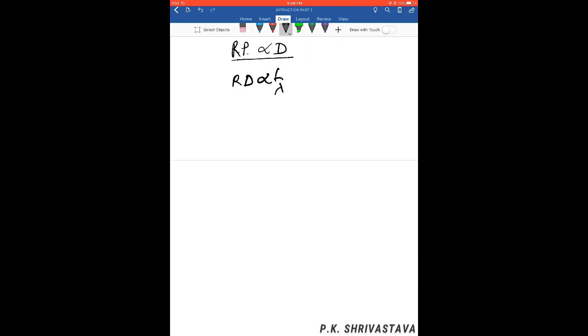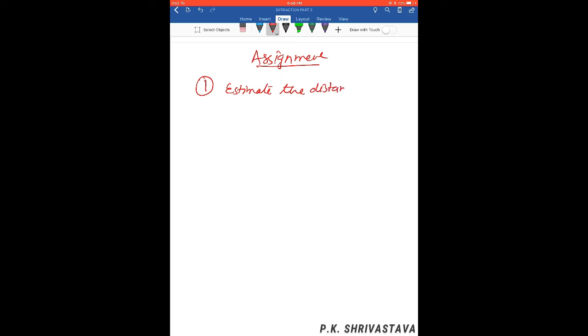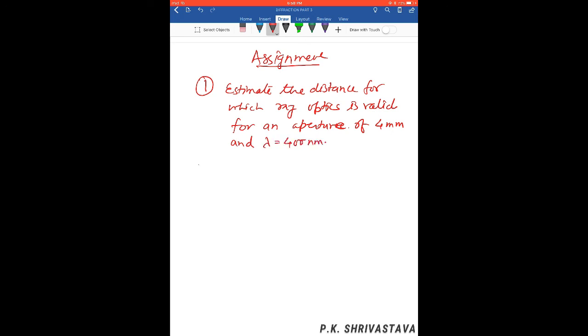In last, there is some home assignment. First question is, estimate the distance for which ray optics is valid for an aperture of 4 mm and wavelength is 400 nanometer.